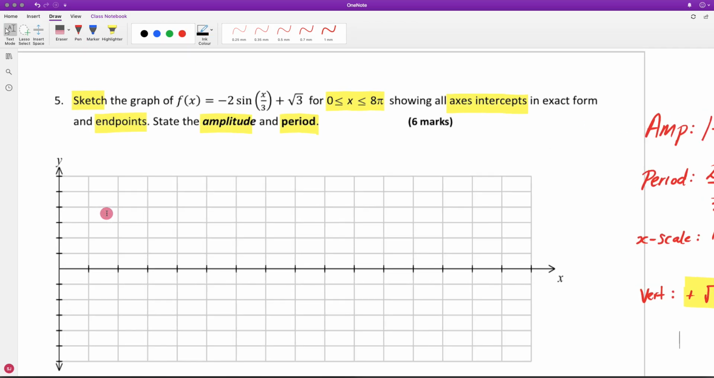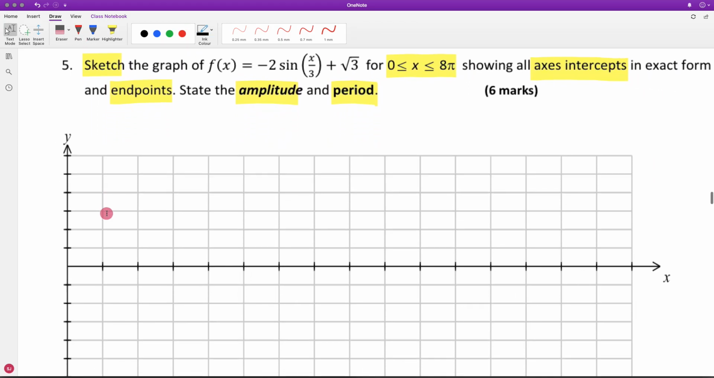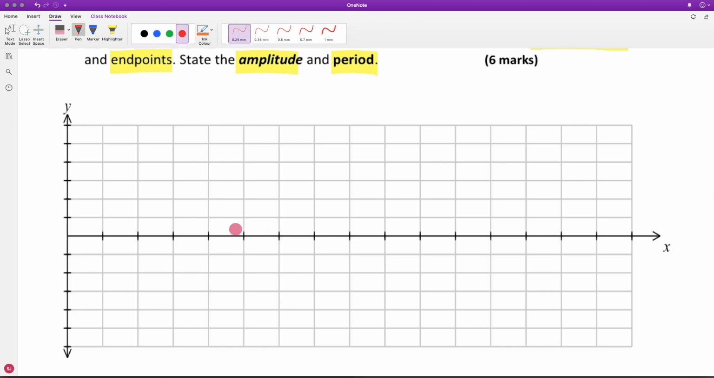Let me zoom in. I'm first going to mark in where the vertical translation is going to occur. It's going to be at the square root of 3, which I know is about 1.7. So it's going to be about here. Normally what I like to do is actually put in a dotted line. So this is where my graph is going to be centered around. So this dotted line doesn't actually exist. I just draw it in to help me sketch it.